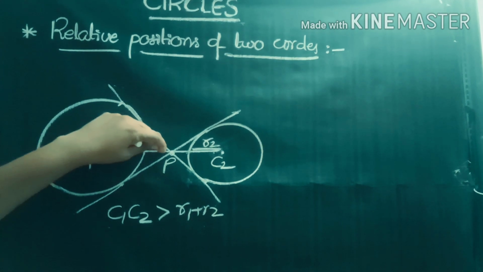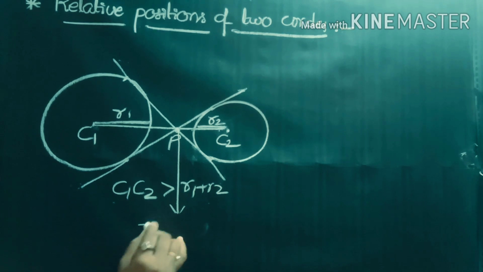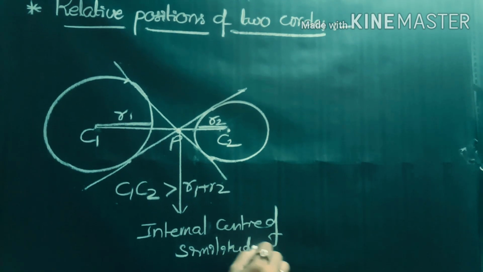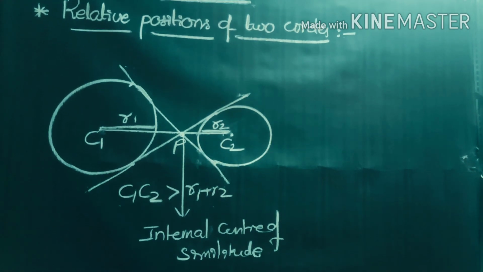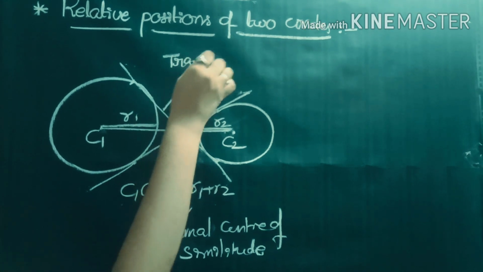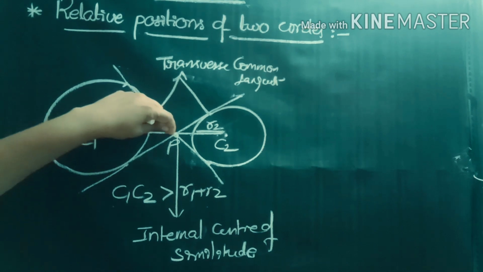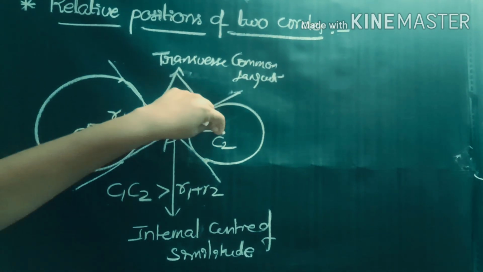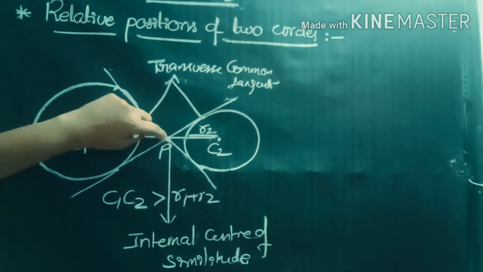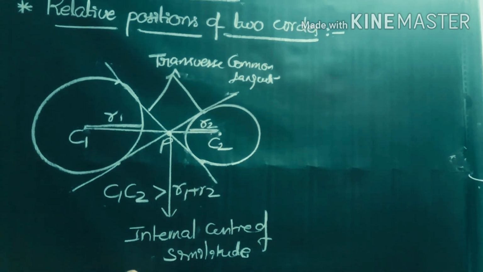Now this is the point of intersection of the transverse common tangents, and this is called the internal center of similitude. This is nothing but the point of intersection of the transverse common tangents. Transverse common tangents means the tangents which intersect at a point that lies on the line C1C2. This point of intersection is called the internal center of similitude.